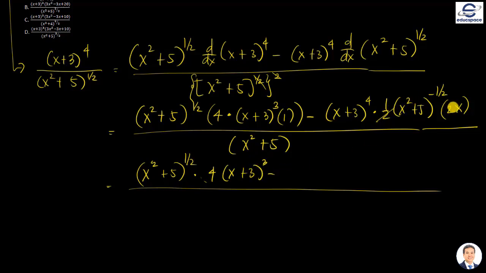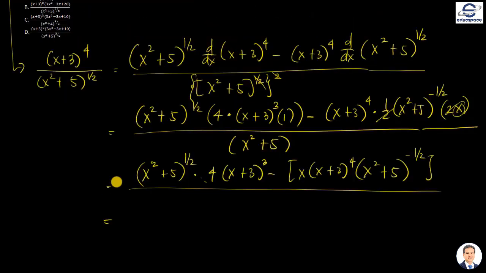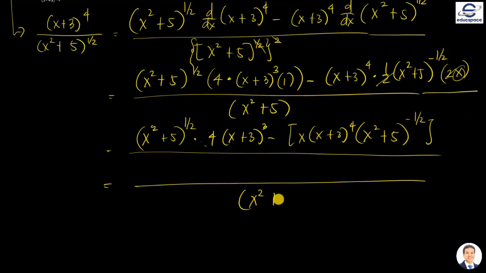here we can cancel this out, and we have x here, (x + 3)^4, and then (x^2 + 5)^(-1/2). So we think of what term we can cancel out, we can factor out. So we have here (x + 3)^3, and here I can factor out the negative sign. So first, let's watch first the answers in here. So x^2 + 5. We factor out this one. So x^2 + 5.